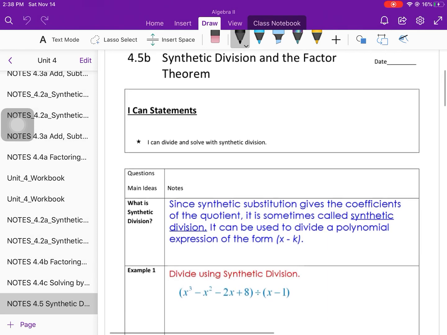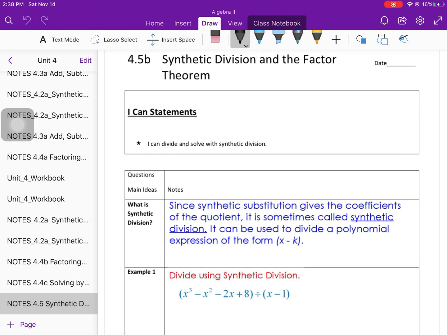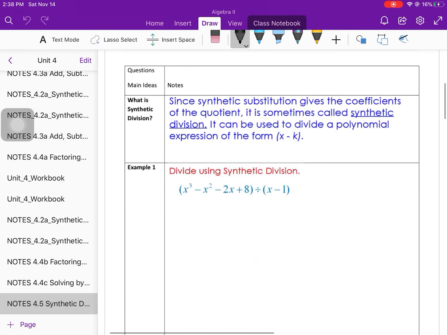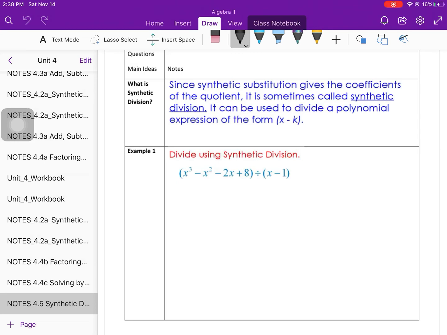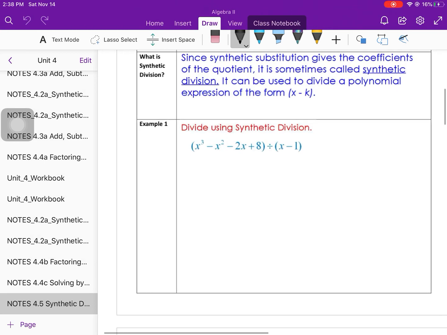And what we're going to be doing is, if you recall the synthetic evaluation method, we're going to be using that same technique to divide polynomials. So the synthetic substitution gives the coefficients of the quotient. It's sometimes called synthetic division, and it can be used to divide a polynomial expression in the form of x minus k, where k is a constant.